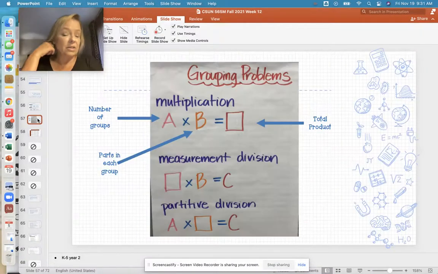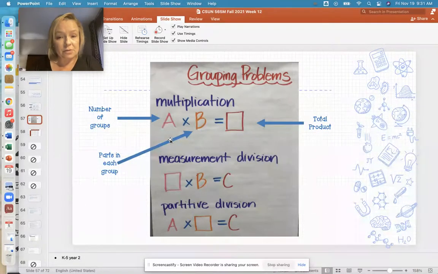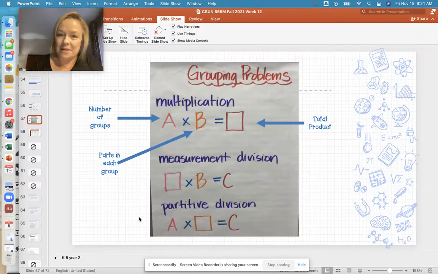I like to think about it in terms of a multiplication equation and where that unknown shifts. So if we think of A as the number of groups and B as the parts in each group and C is the total product, when we think about multiplication, the product is the unknown. When we think about measurement division, the groups are unknown. And when we think about partitive division, the number of parts in each group is unknown. This may help you or it may not. It helps me, and so I wanted to share it with you.